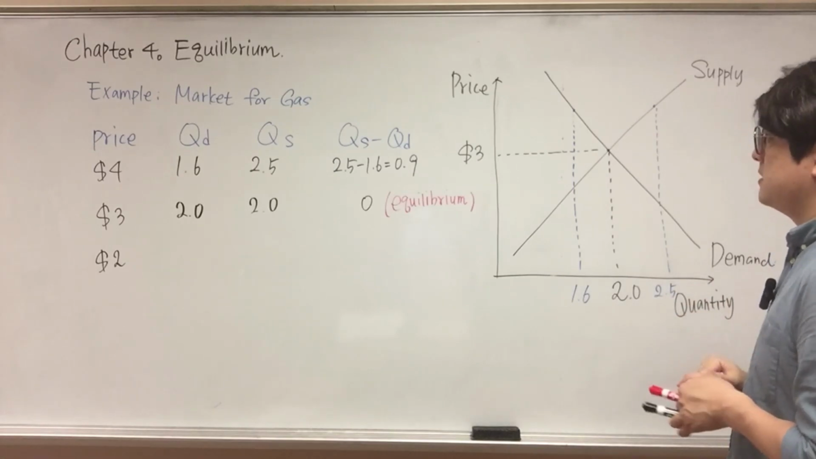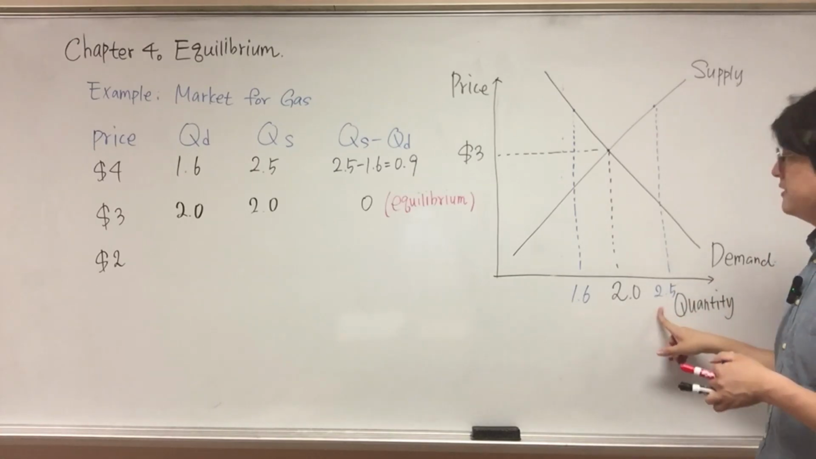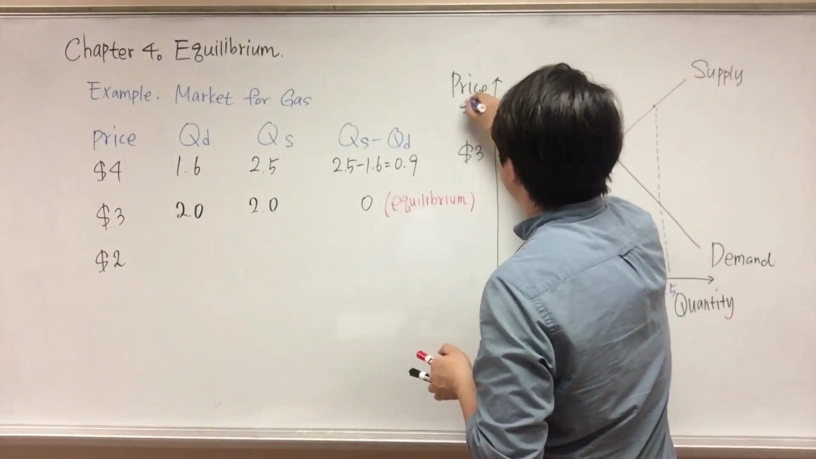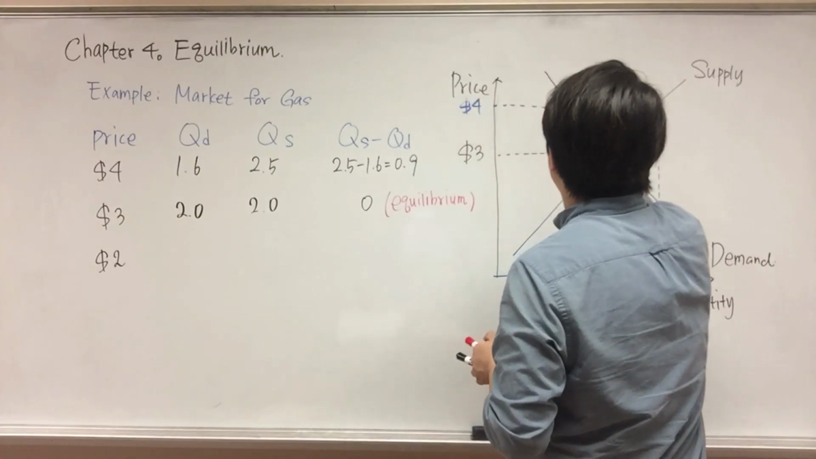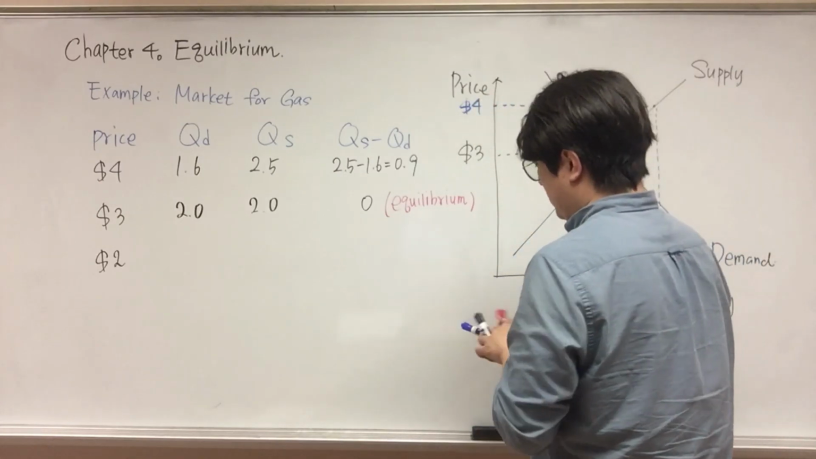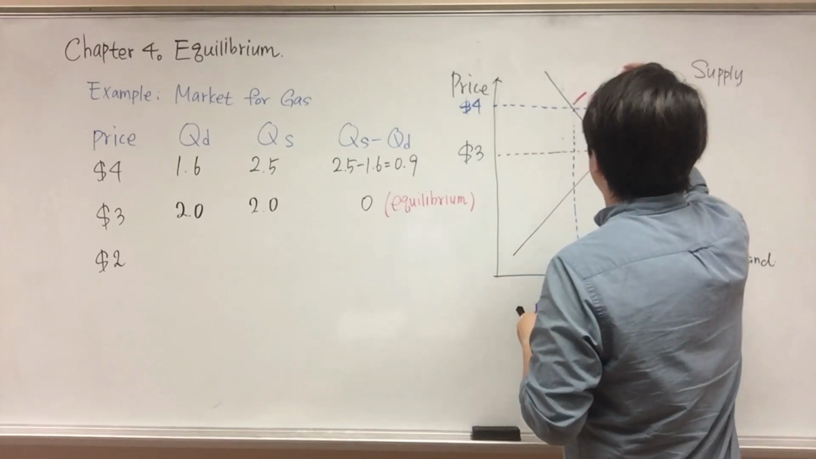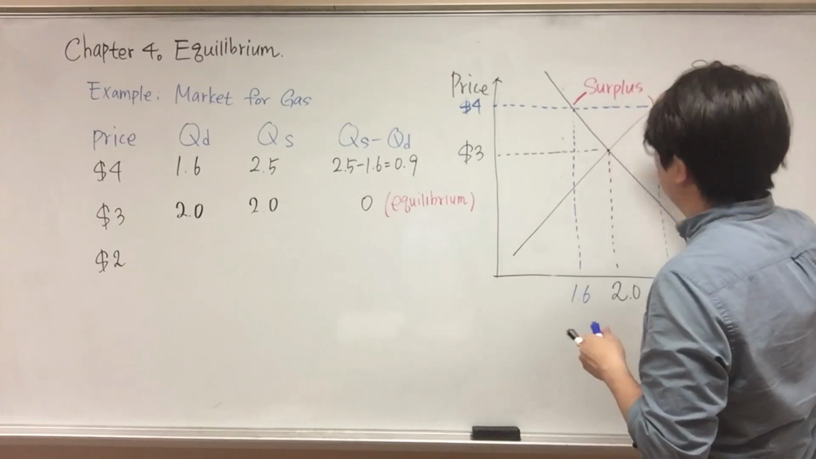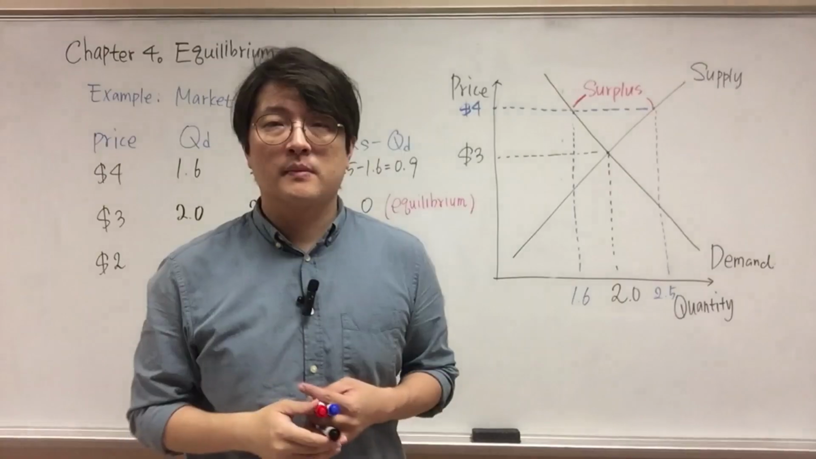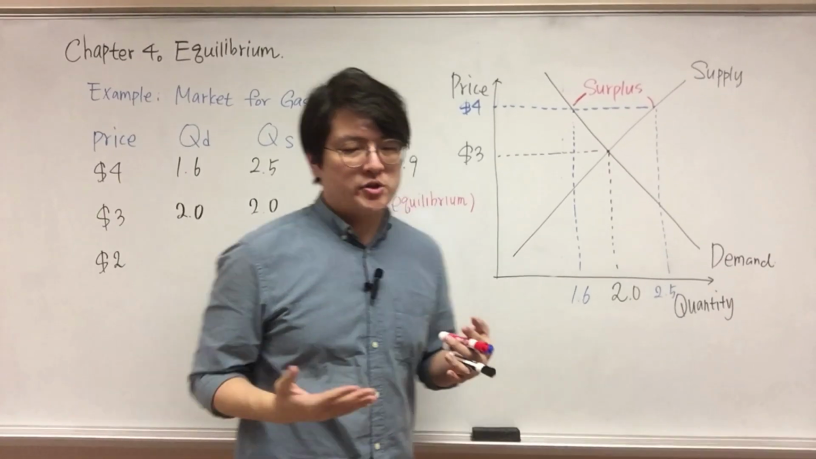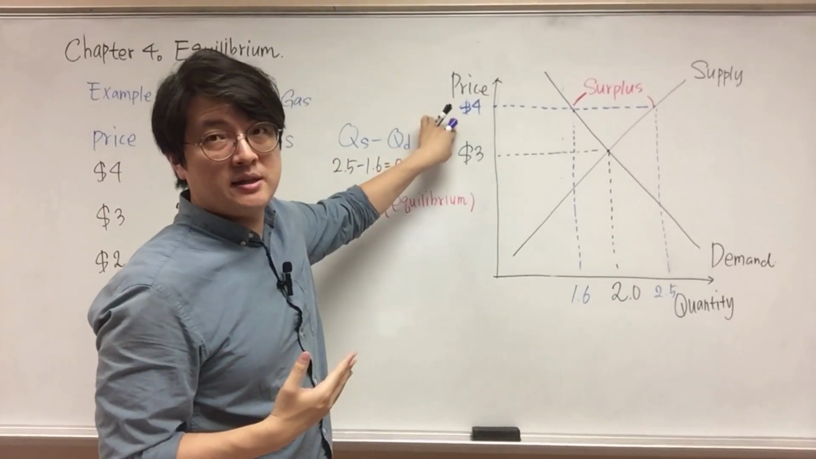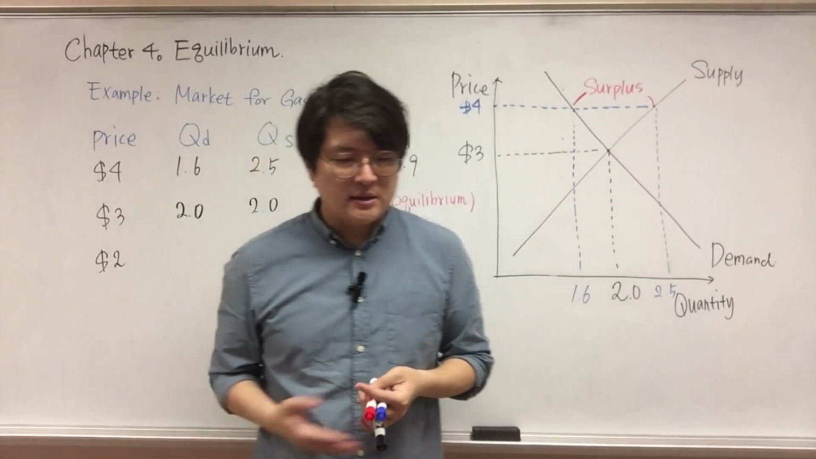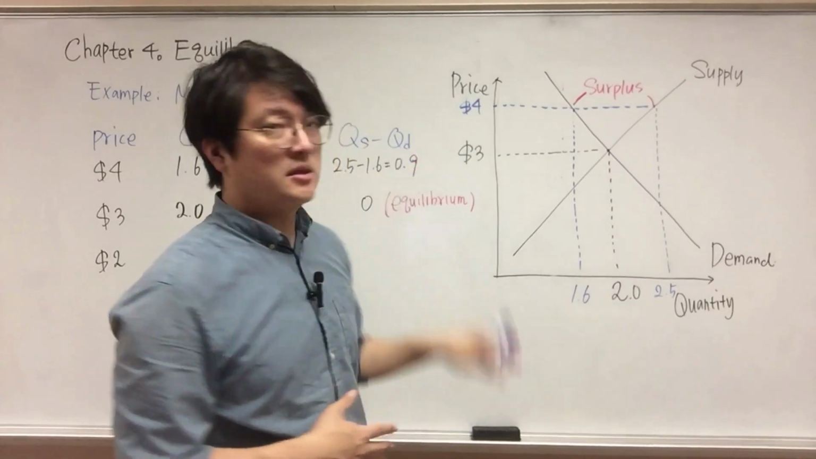Okay. So 1.6 is quantity demanded, 2.5 is quantity supplied. So at $4, what happens? We have a surplus. Why? Because the suppliers want to sell the items at $4, right? But there's no demand for it. So the items are left over. So it is a surplus.